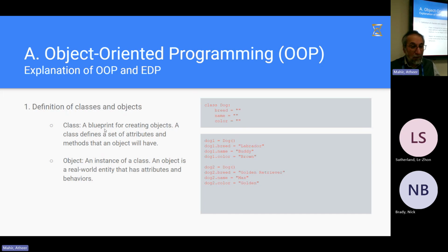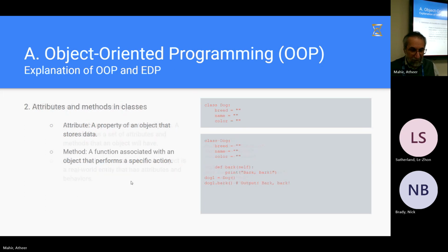So the class is a blueprint for creating objects. A class defines a set of attributes and methods that an object will have. An object is an instance of a class. So this is the class, and these are the dog one and dog two objects. The class is the blueprint of the object. So I put the blueprint first, and then I said I have this object, and this object.